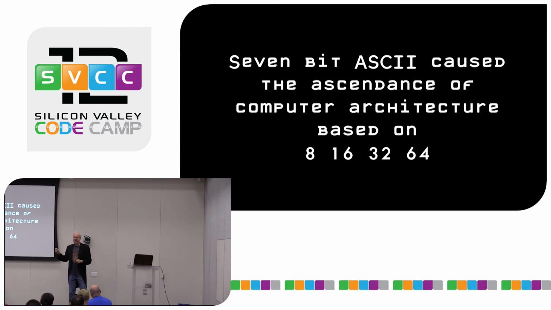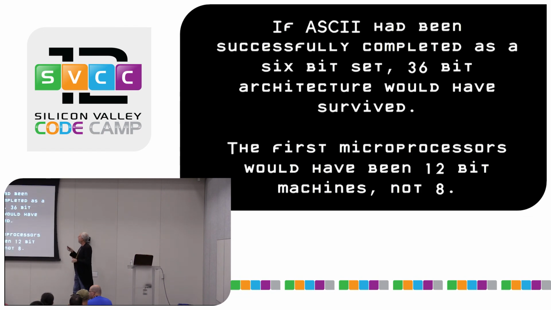The initial application for that processor was being a terminal, and terminals want to talk ASCII, so it wanted to be an 8-bit machine. Had ASCII not gone to 7 bits, it could have been a 6-bit machine or a 12-bit machine, and the future would have gone in a completely different direction. If ASCII had been successfully completed as a 6-bit set, 36-bit architecture would have survived for a long time. And I think today we'd be looking at 72-bit architecture. The first microprocessors would have been 6-bit machines, or 12-bit machines, not 8-bit machines.